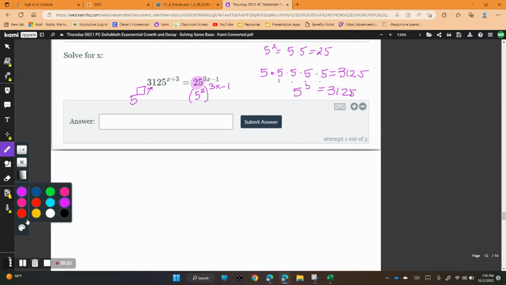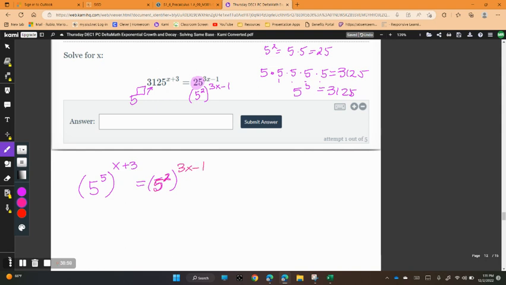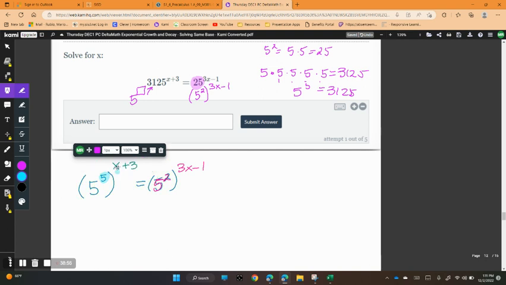Okay, so I'm going to come down here and rewrite everything. 5 raised to the 5th power, keep the exponent the same, equals 5 squared raised to the 3x minus 1. Okay. Again, I'm going to multiply all this by all this. Then I'm going to multiply all this by all of this.